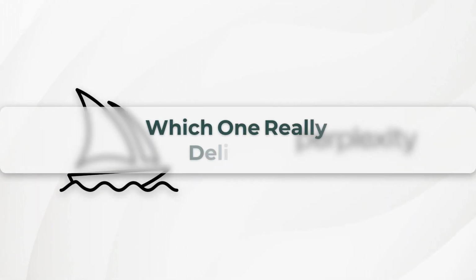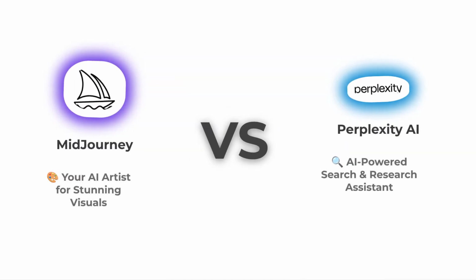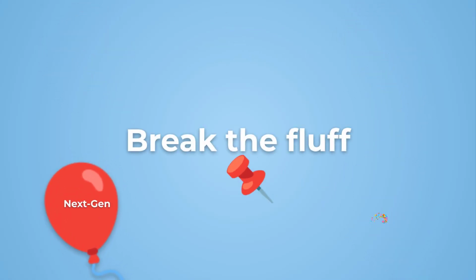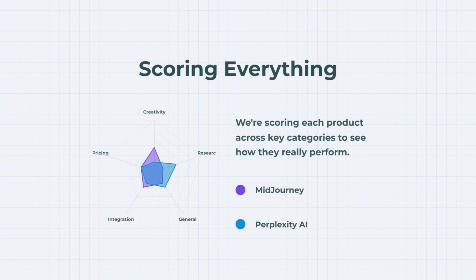Two breakthrough AI tools. One big question: which one really delivers? On the left, MidJourney, your AI artist for breathtaking visuals. And on the right, Perplexity AI, an AI-powered search and research assistant. Let's skip the buzzwords and get to what actually matters. Each category stacks up points, and by the end, you'll see a clear winner. The result might just surprise you.